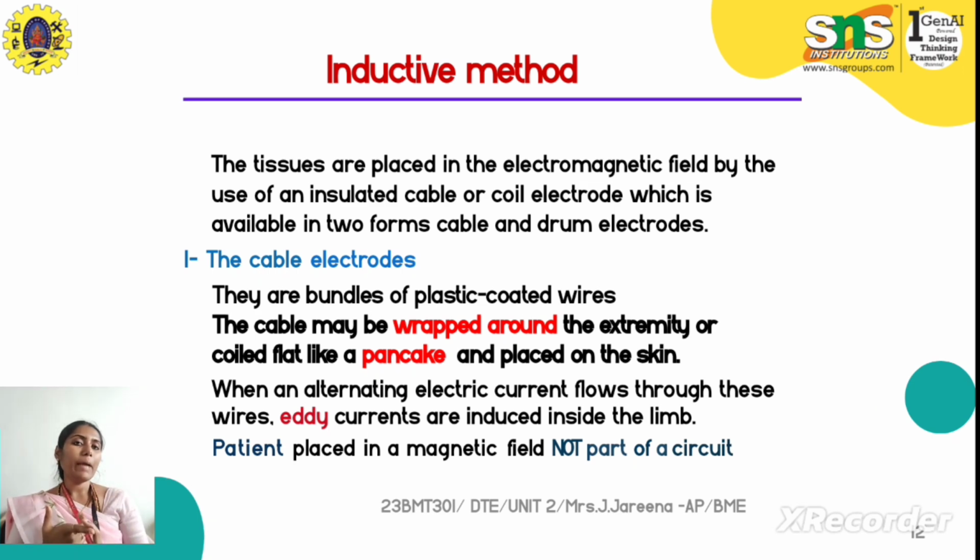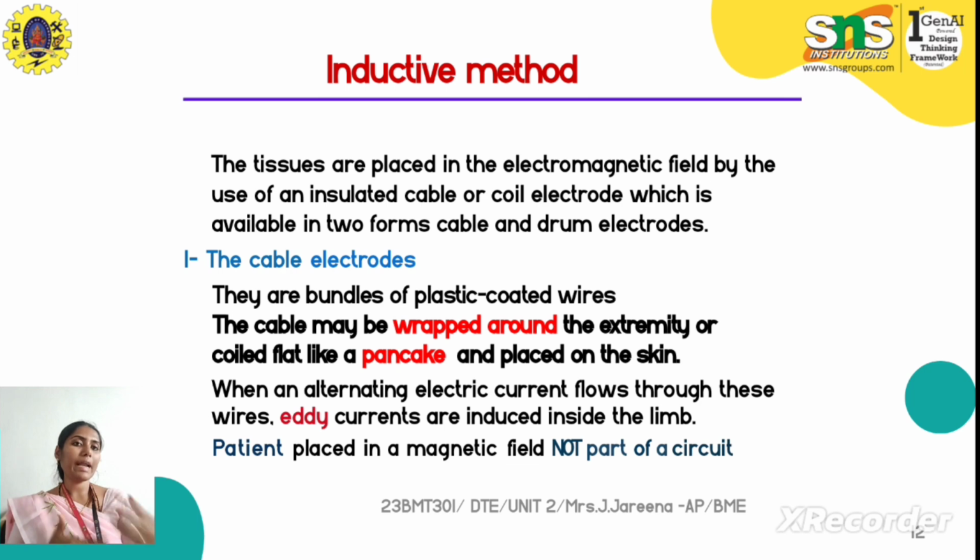The second type of shortwave diathermy, as I said before, is the inductive method. In this inductive method, we are using an inductive field, that is an electromagnetic field. Here we will be using two other types of electrode. One is the cable electrodes, another one is the drum electrodes. In the case of cable electrodes, the wire is nothing but a cable.